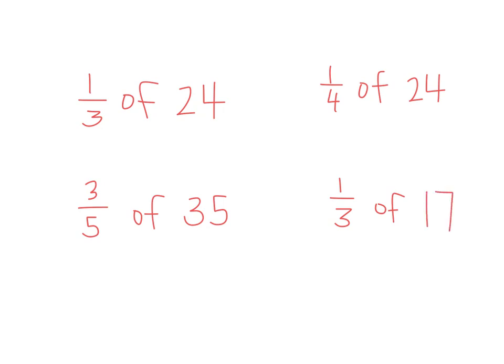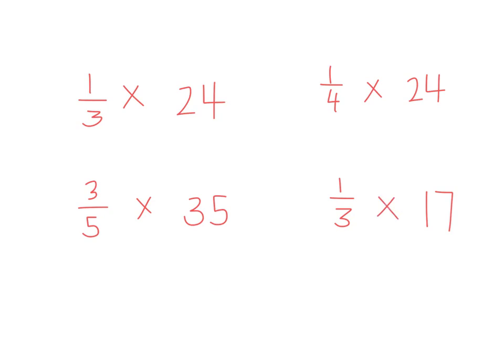Today's learning goal says I can multiply a whole number by a fraction, but we've just been finding a fraction of a set. I'm here to tell you that the word of can be replaced by a multiplication sign. So when we find 1/3 of 24, we're really doing 1/3 times 24. When we do 3/5 of 35, we're really doing 3/5 times 35. When we're doing 1/4 of 24, we're really doing 1/4 times 24. And last but not least, when we do 1/3 of 17, we're really doing 1/3 times 17.